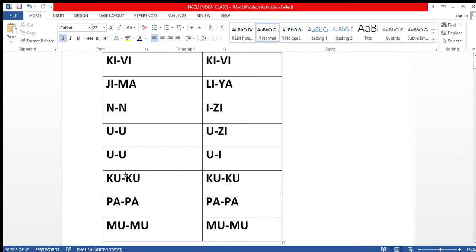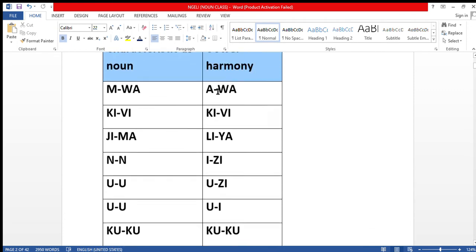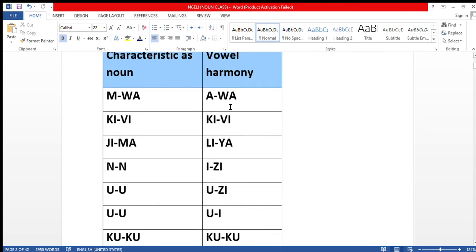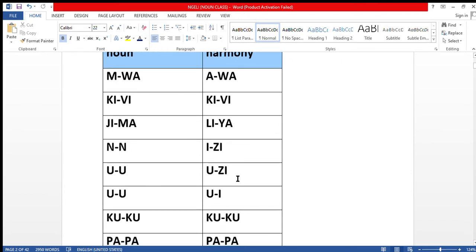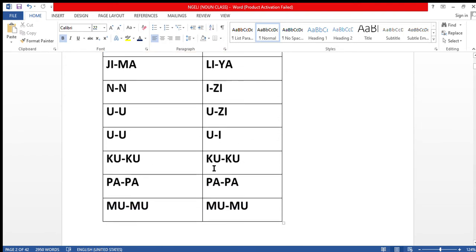Some nouns actually don't have the plural form, as we will learn as we advance in these lessons. So like this one, M-WA, the second classification is A-WA. KI-VI just remains the same. JI-MA is just LI-YA. So when you find someone teaching you this, JI-MA and LI-YA, they are both the same. The classification is just based on different things. Then N is easy. Then U, then KU. Kuku actually means chicken, but here it is a classification.